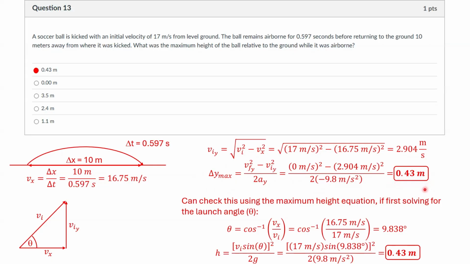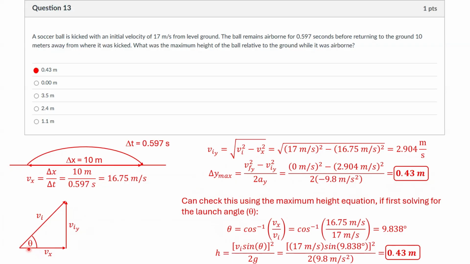We can check this with another one of the equations from the range and height. In this case, we would use the height equation for projectile motion when an object is launched from and lands back on the same level surface. To use that, we need knowledge of the initial velocity and the launch angle. We do not yet have the launch angle, but we could have easily gotten it back at this step.